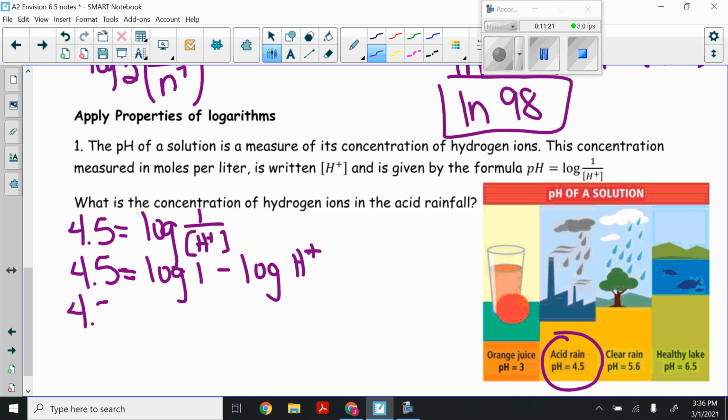So now I'm going to work this out, 4.5 equals, so the log of 1, if I type that in my calculator, that's 0 minus log of my hydrogen ions.